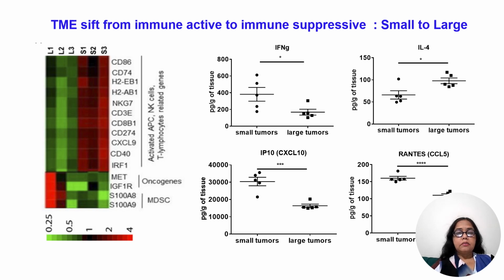So you can see here tumor microenvironment shift from immune active to immune suppressive, from small tumor to large tumor. So these all are Th1 cytokines and this is Th2 cytokines.